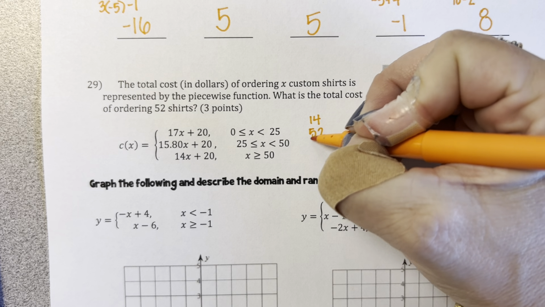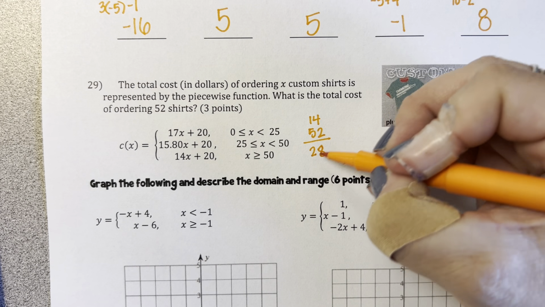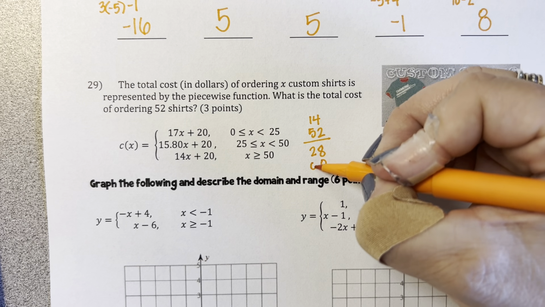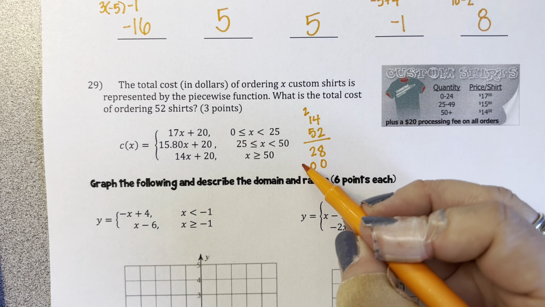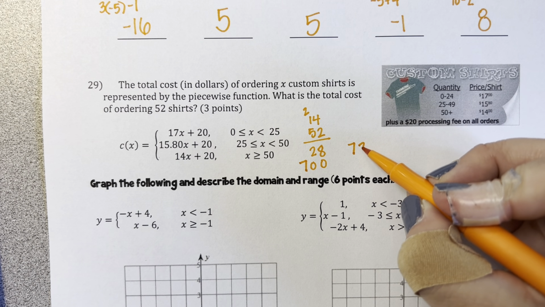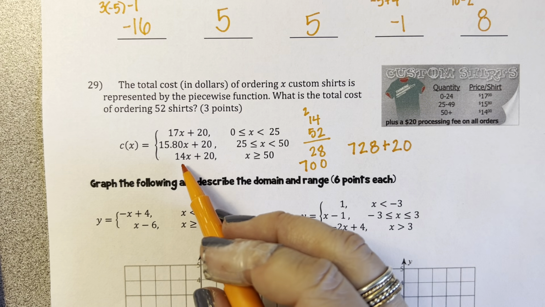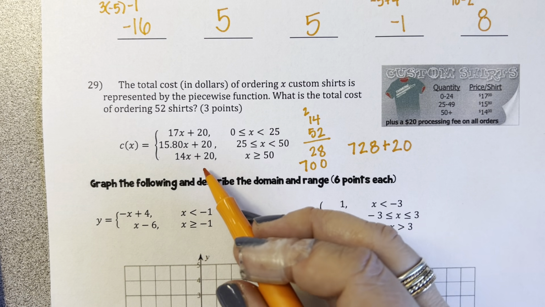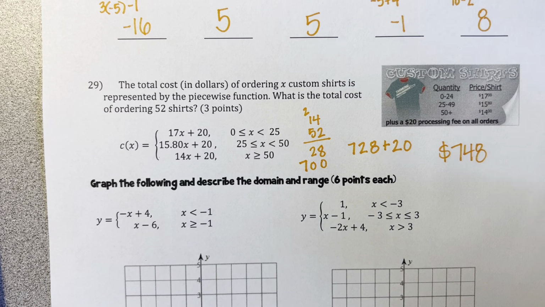times 52, okay, which I'm just going to work it out here. So 2 times 4 is 8, that's that. Put a 0 here. 5 times 4 is 20. 5 times 1 is 5. Plus 2 is 7. So that's $728 plus 20, right? 14 times 52 was 728, and then plus 20 would mean that my total would be $748.